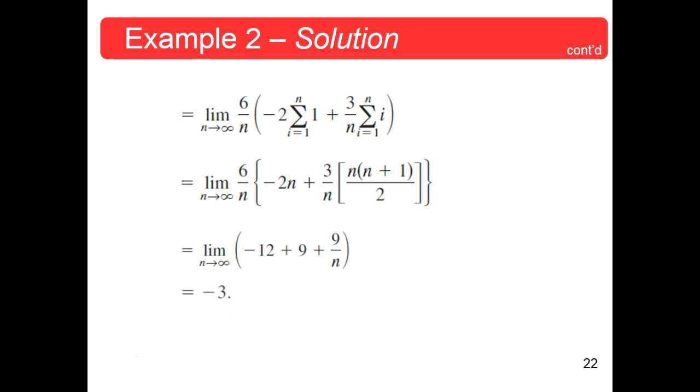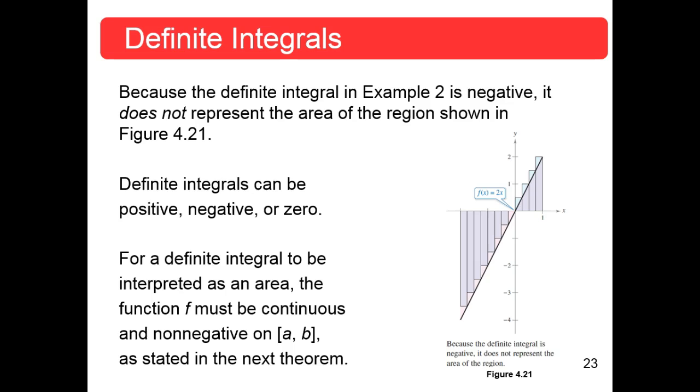And that's exactly what they got. Now, because that definite integral is negative, it does not represent the area of a region. Definite integrals can be positive, negative, or 0. And what happened here is, like I said before, part of this region was less than 0, part was above 0. So what we did was the negative area here plus the positive area here. This is bigger than that, so it came out a negative number.